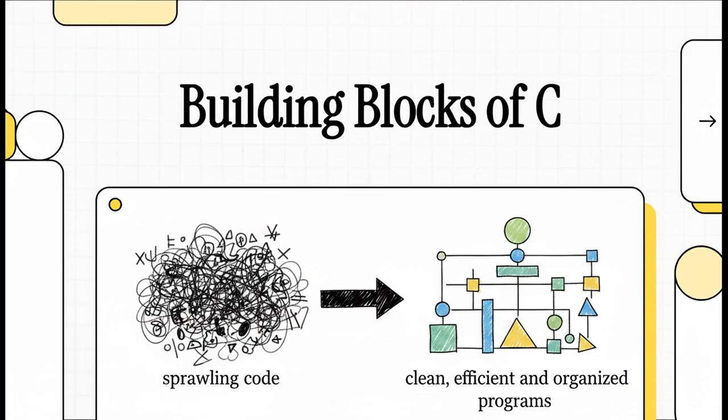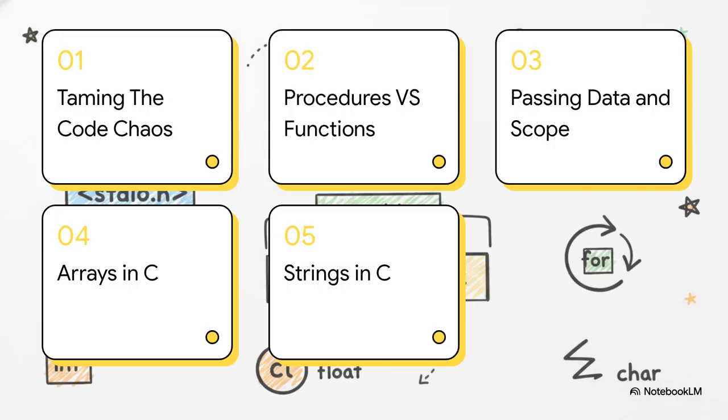We're going to take that sprawling, messy code and show you how to turn it into a clean, efficient, and super organized program. Honestly, think of this like learning the architectural blueprints for building rock-solid software. Here's our quick roadmap for today. We're hitting 5 main pillars. First, taming the code chaos.